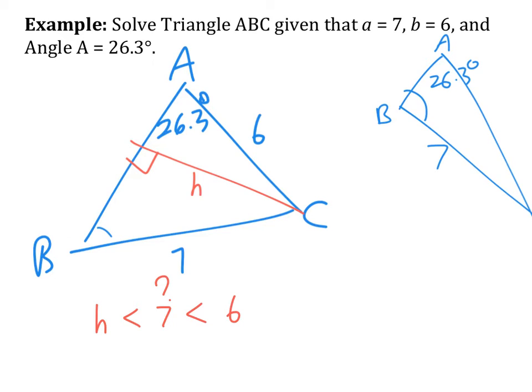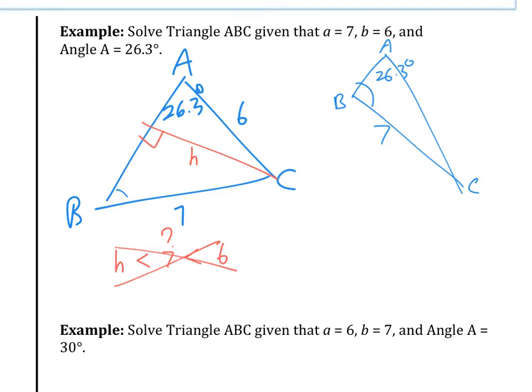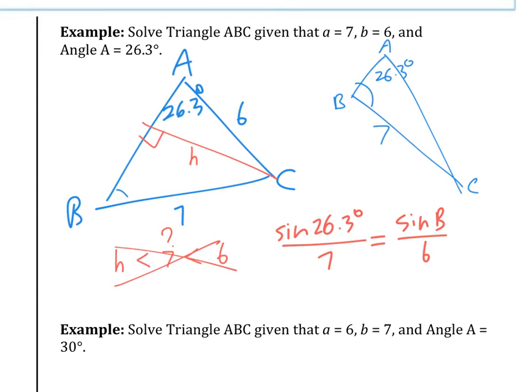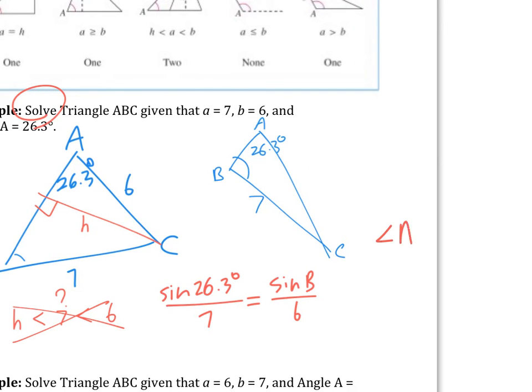Okay. I understand. You understand? Okay, so it's just kind of like deduction reasoning. If not this, then not this, not this. You only have one possible answer. Okay, so this is impossible. So therefore, all we need to do is just solve it with law of sines. Sine 26.3 degrees over 7 is equal to sine B over 6. It says solve the triangle, so we gotta figure everything out. Same thing as your homework last night.